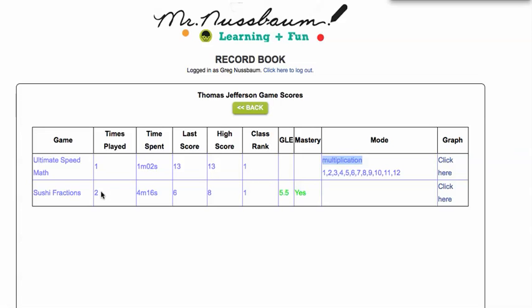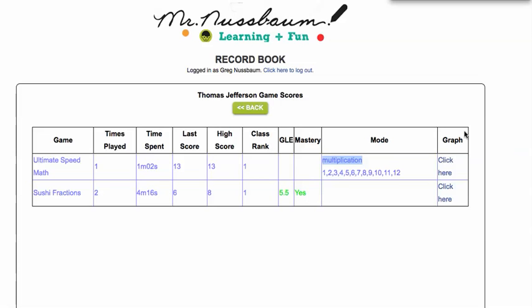Here I played the game twice. I spent a total of 4 minutes and 16 seconds playing it. My last score was 6, but my high score was 8. My class rank is number 1 because I'm the only person in my class to have played this game. My grade level equivalency was 5.5, meaning I'm at about a middle of 5th grade level, and that indicates I have mastered the skills that are reinforced in Sushi Fractions, which is identifying and forming fractions. There's no mode to this game.